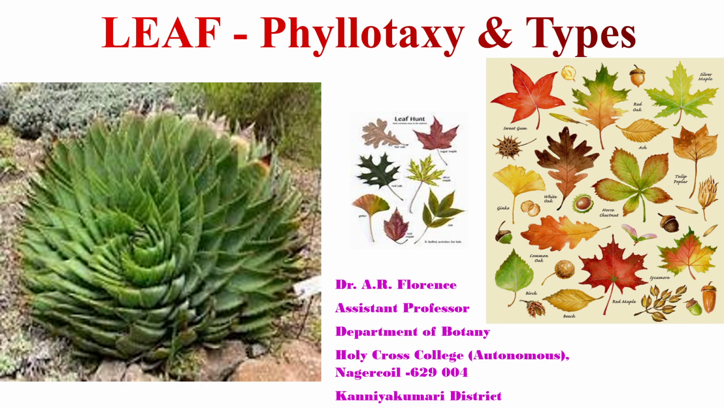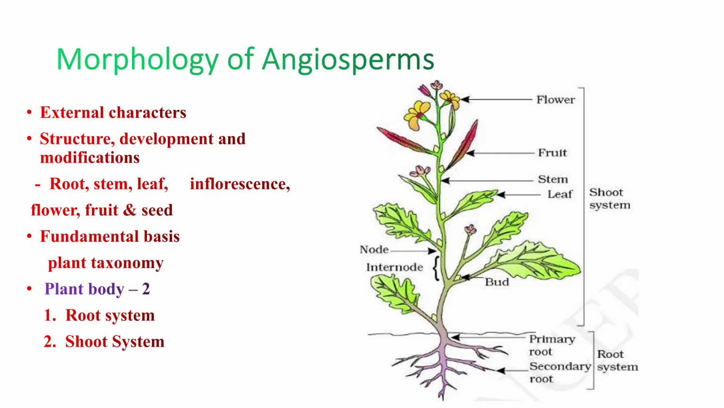Today, we are going to discuss leaf phyllotaxy and types. Before entering the topic, let us touch on the morphology of angiosperms. Plant morphology means the external characteristics of plants. It deals with structure, development, and modification of various plant parts like root, stem, leaf, inflorescence, flower, fruit, seed, etc. Morphology forms the fundamental basis for the study of plant taxonomy.